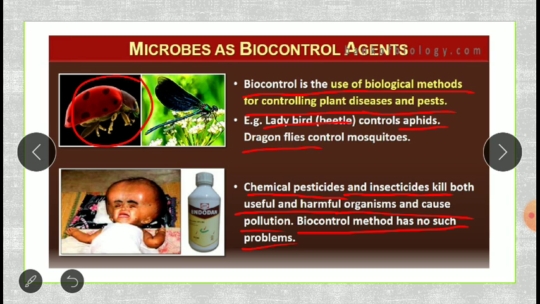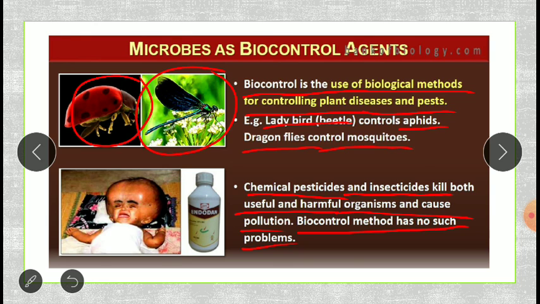Dragonflies, you usually see when the rain comes and goes, there are many dragonflies in your surroundings. These help to control the mosquitoes. These dragonflies eat the mosquito larvae, so they help to control the mosquitoes. In this manner, by using this type of organism, you can control other organisms. That is nothing but biocontrol agents.